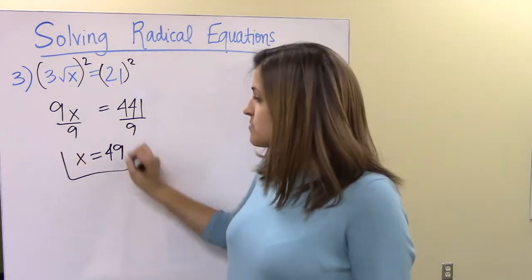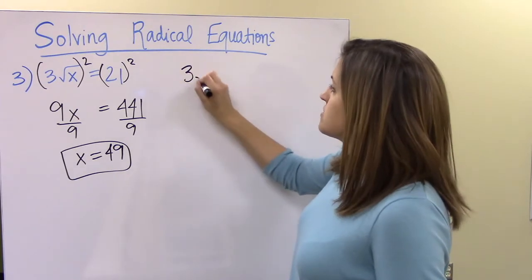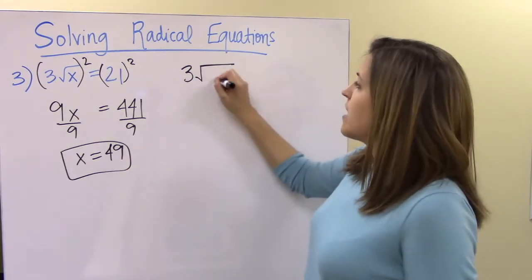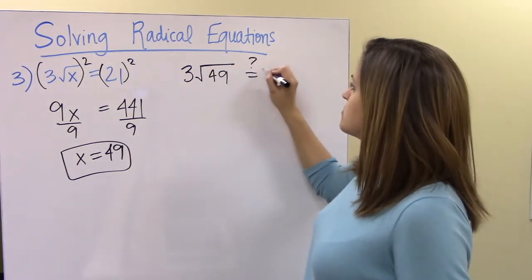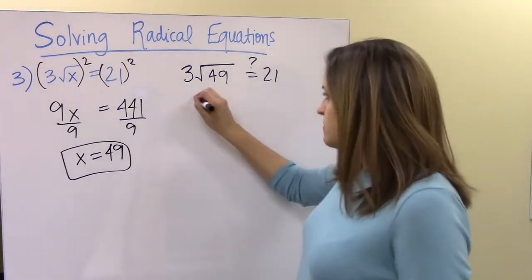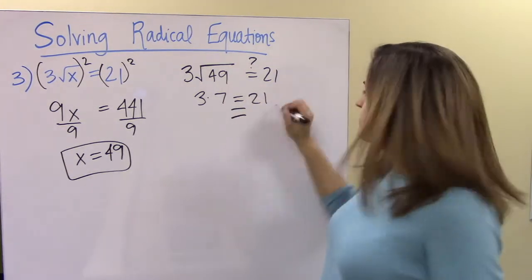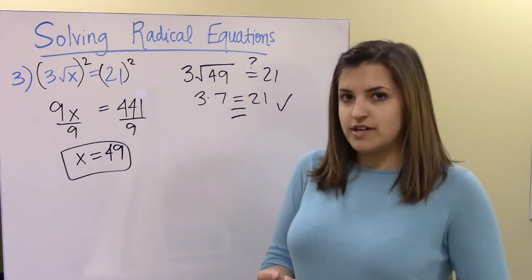Okay, so that's one way to do it. Now let's check our answer and make sure that we're right. So 3 square root of 49 for x. Does this equal 21? Find out. Square root of 49 is 7, so 3 times 7 does indeed equal 21, so we're good. All right, let's do another.